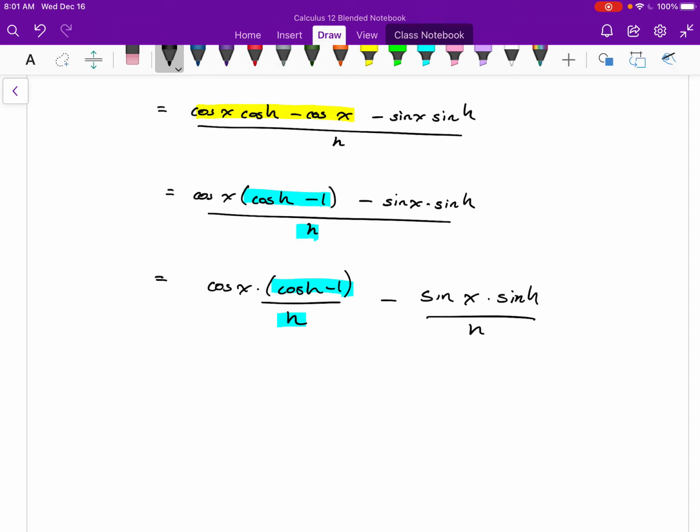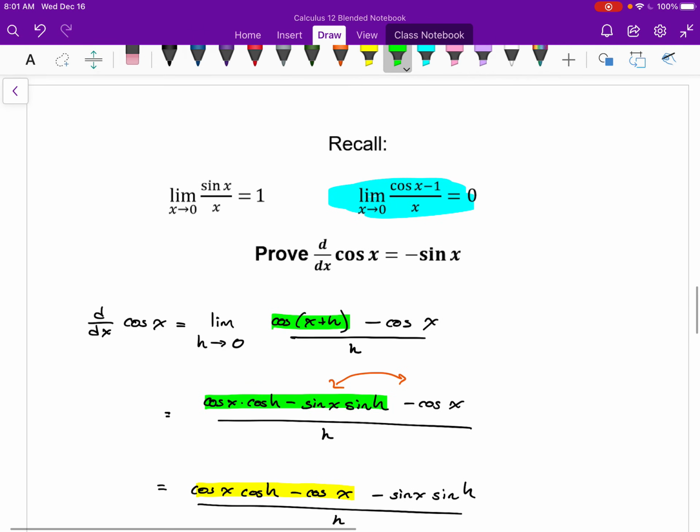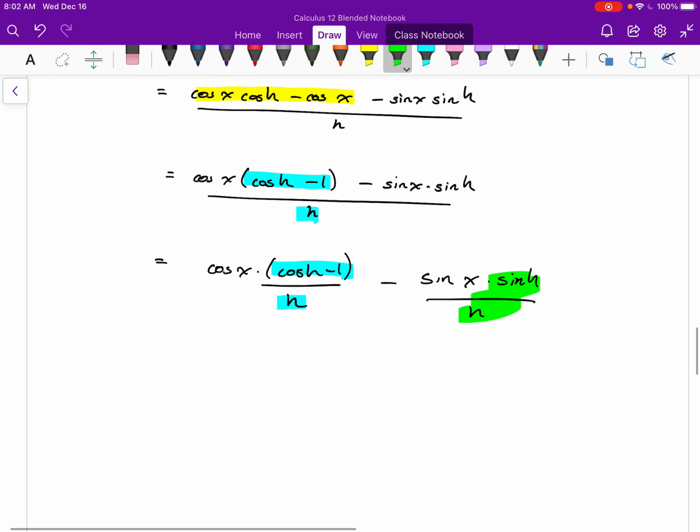And now notice I can see my other limit right here. Sine h over h as h approaches 0, sine x over x as x approaches 0. The only difference is the variable is different, but it's the same idea. And so maybe to make it a little more obvious, I'm going to rewrite this term right here. Instead of sine x times sine h over h, I'm going to write it as sine x times sine h over h. It's the same thing, but it makes it more obvious how this expression goes back to those two limits.